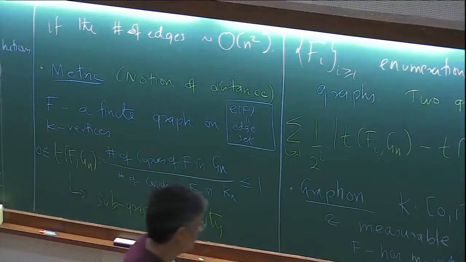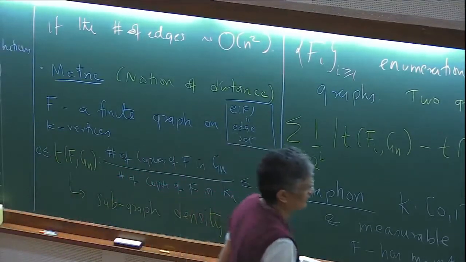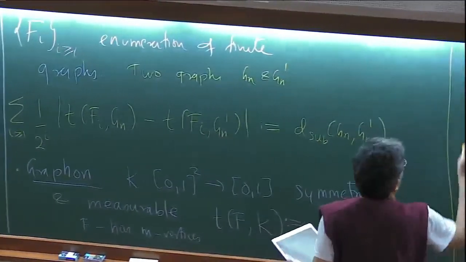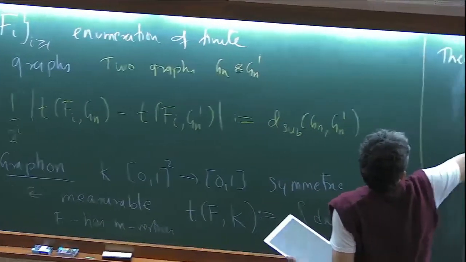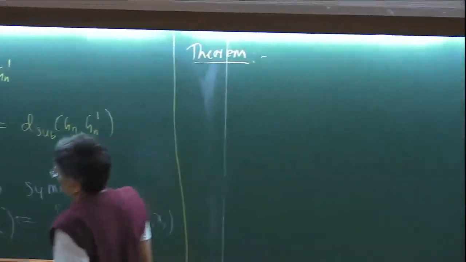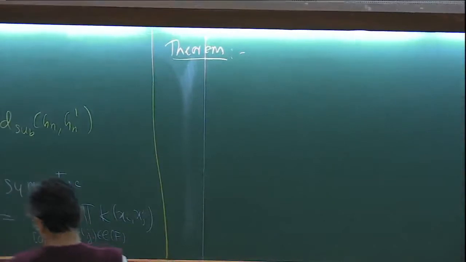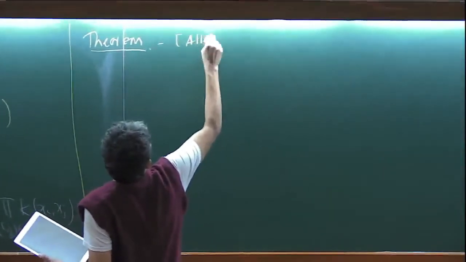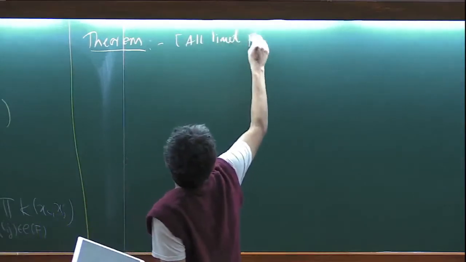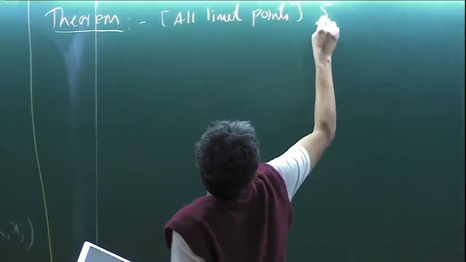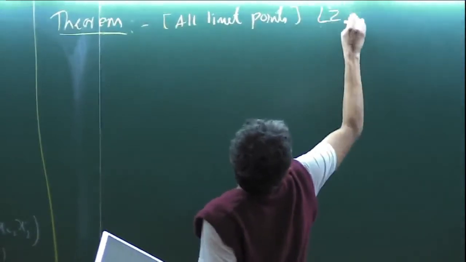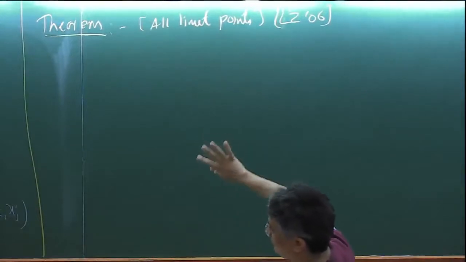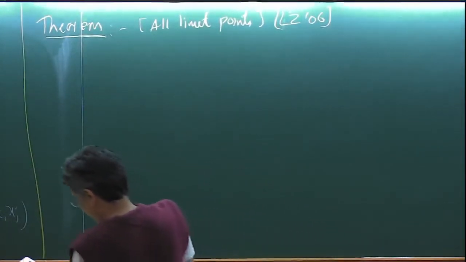So what happened was that the theory exploded because of the following result in the paper I mentioned. So this is sort of a major theorem in this field, due to which all the structure makes sense, in the following sense. It essentially characterizes all limit points. This is Lovász and Szegedy in '06. I'm stating it a little imprecisely, but the philosophy is close by.